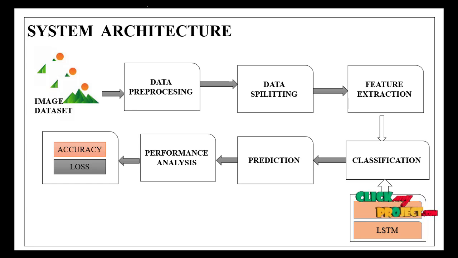The system architecture: from the image dataset, we select the image, pre-process the image dataset, split the data, extract the features, and classify using deep learning algorithms like CNN and LSTM, and prediction. Finally, we predict the caption for the correct image and do the performance analysis. We have to calculate the accuracy and loss.